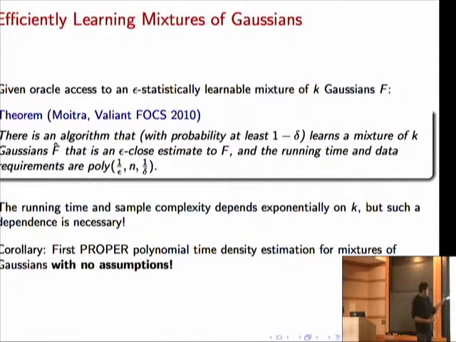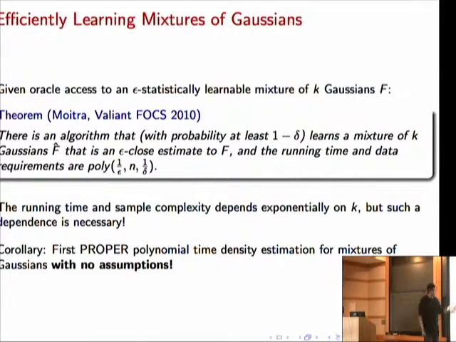what you could do if you're given an arbitrary mixture of k Gaussians is run this algorithm and assume some lower bound. If the intuition is that you're not epsilon statistically learnable, say there's one component which has very small mixing weight, then you could essentially ignore it, and you can make this intuition more rigorous, and you can show that actually you can do density estimation without making any assumptions on the epsilon statistical learnability of the mixture.